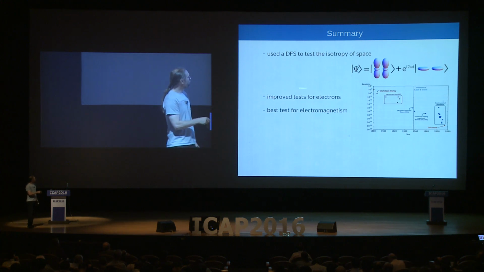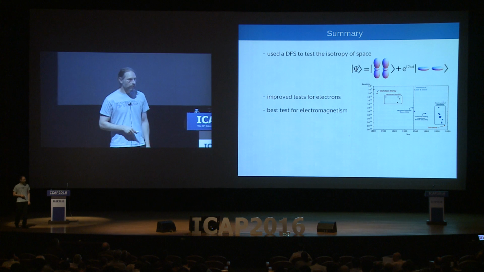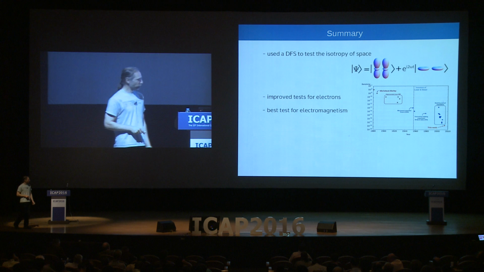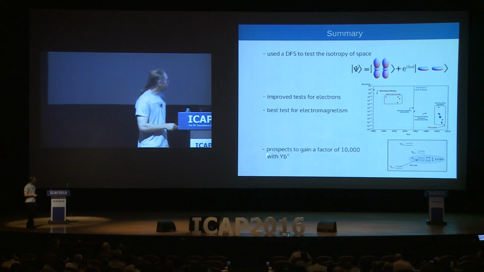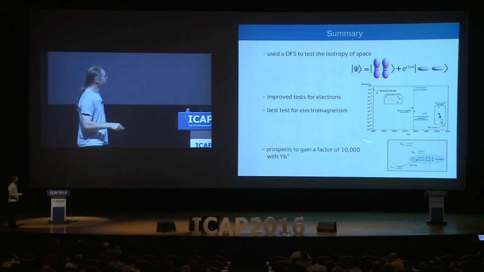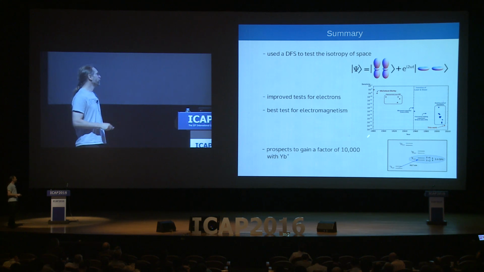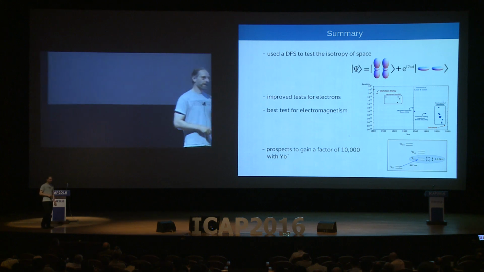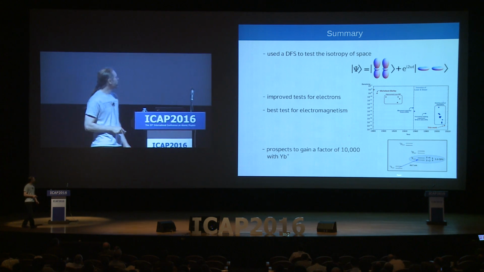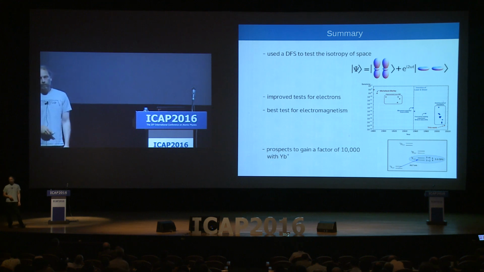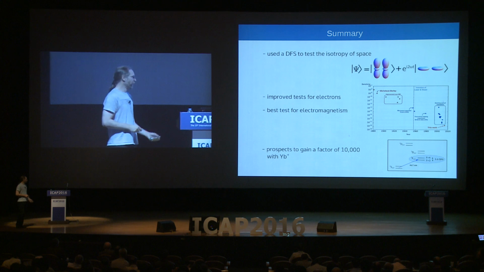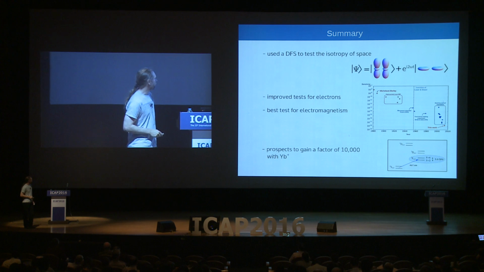We improved using this technique on the best test for the electron, or if you name it differently, for electromagnetism. And I presented also our ideas to improve the precision of these tests by 4 orders of magnitude using ytterbium. I should also mention, I guess Mariana mentioned this also, that using highly charged ions, one can get even more sensitive. Simply, again, the argument is that the kinetic energy of the electrons will be higher in highly charged ions.